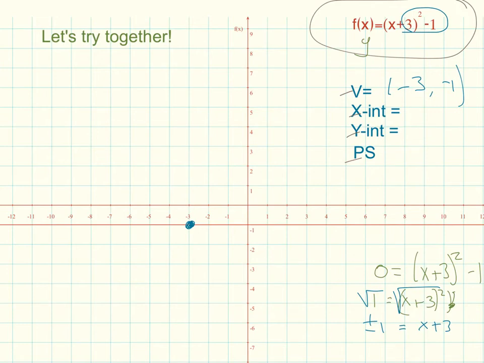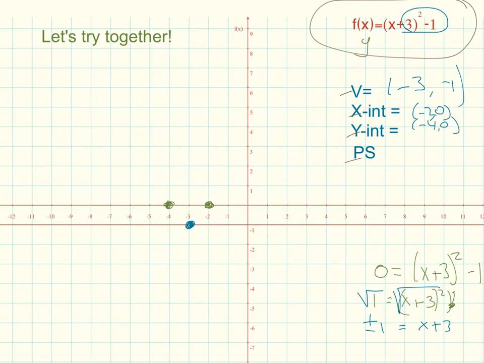So the two x-intercepts I have are (-2, 0) and also (-4, 0). All right, so now that I have those 2 points, I'm going to plug them in. Notice I can already start to see a parabola forming here with those 3 points.